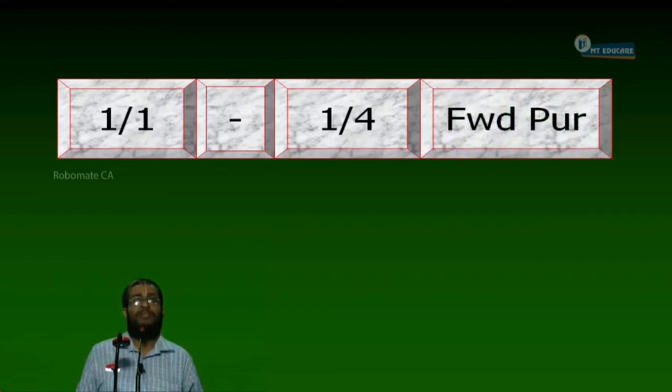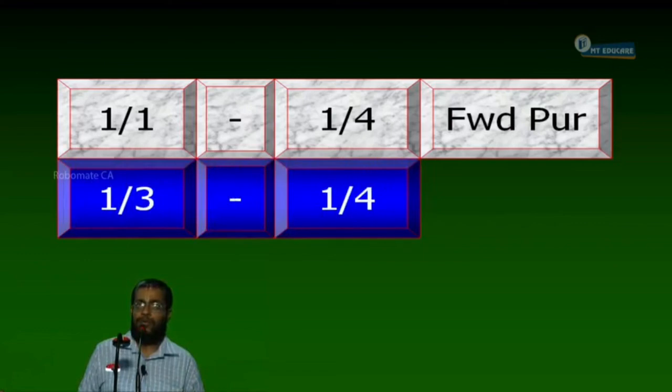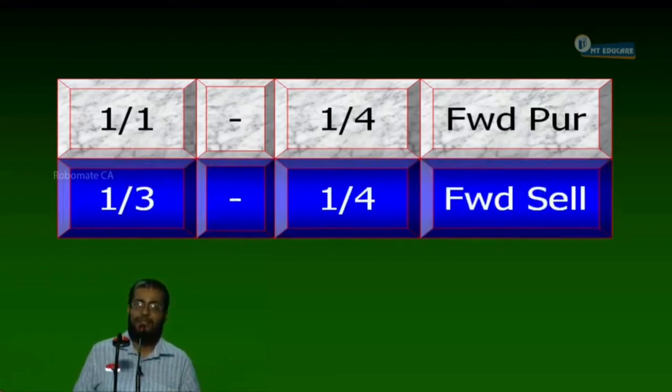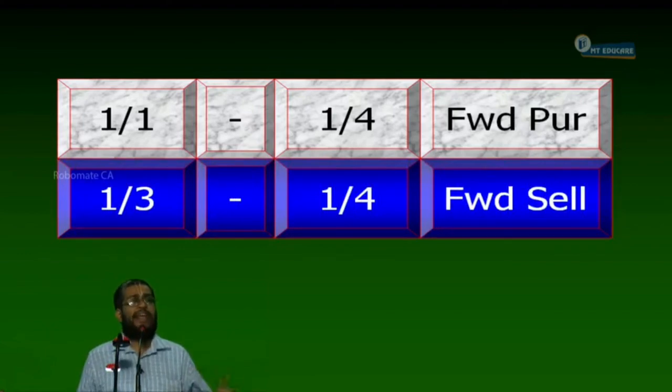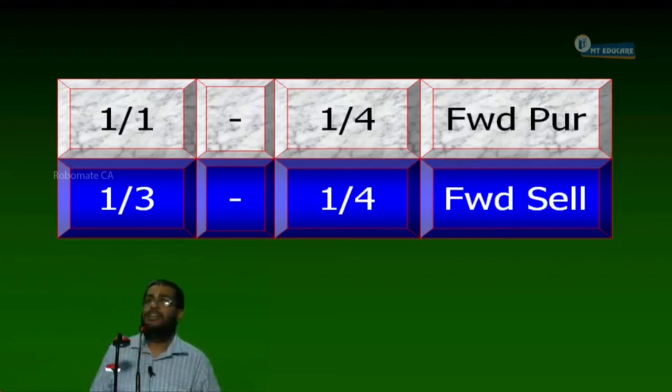Suppose I cancel on 1-3. What is the next transaction? Today's transaction here, 1-3 to 1-4. It is what? Forward sell. 1-3 to 1-4 forward sell. So when do I cancel the forward? 1st March. How do I cancel? By giving a counter on 1st April forward. Can I proceed? Next.